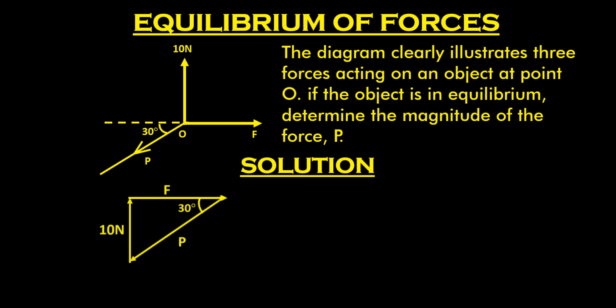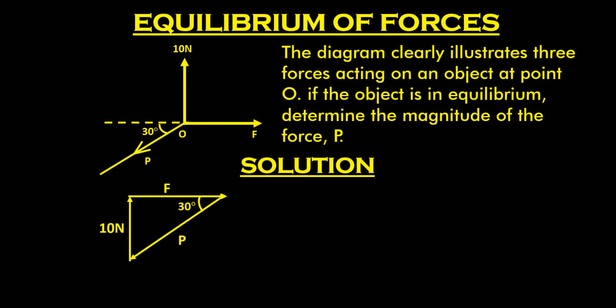So now, following the triangle law of vectors, we can see that it forms a triangle, right? Because there are three forces which are going in three different directions. So we have F, we have P, and we have 10 Newton. And the angle inclined to the horizontal is 30 degrees. So now we are asked to calculate the magnitude of the force P.